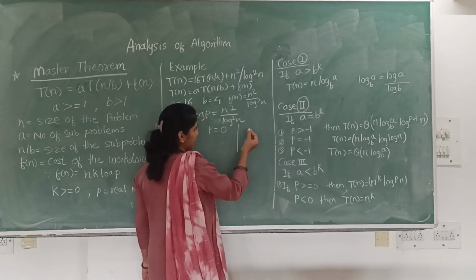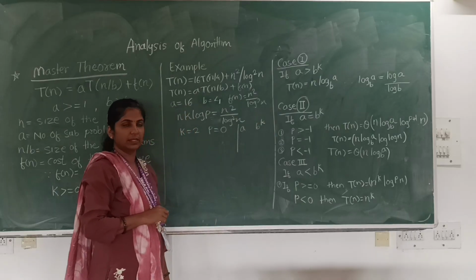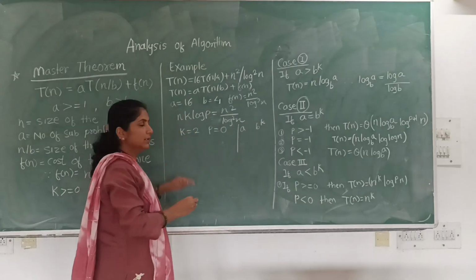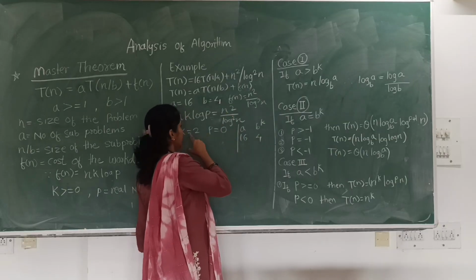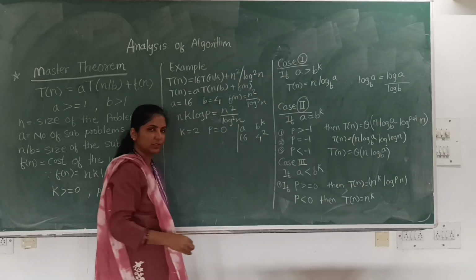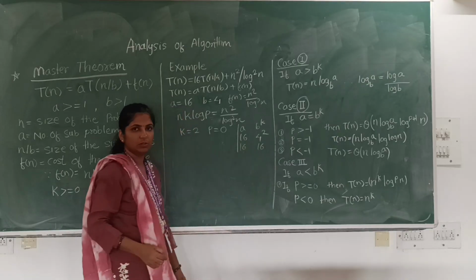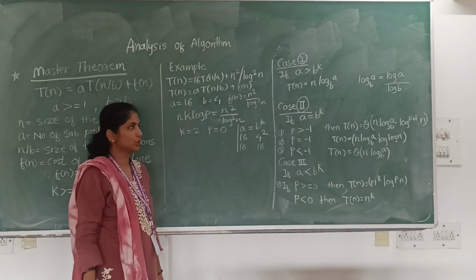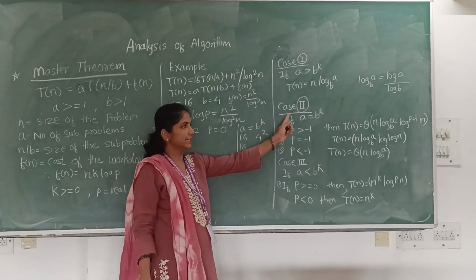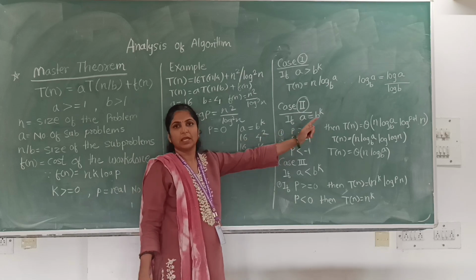Now we will check for our case, a and b raised to k. What is the value of a here? 16. What is the value of b? 4. And the value of k is equal to 2. So b to the k gives us 4 squared, which is also 16. So we received a is equal to b raised to k. So now we are satisfying our case of a is equal to b^k.